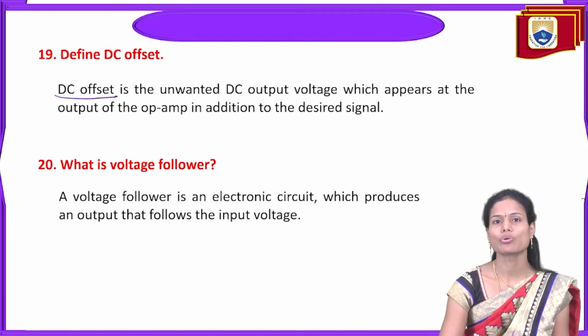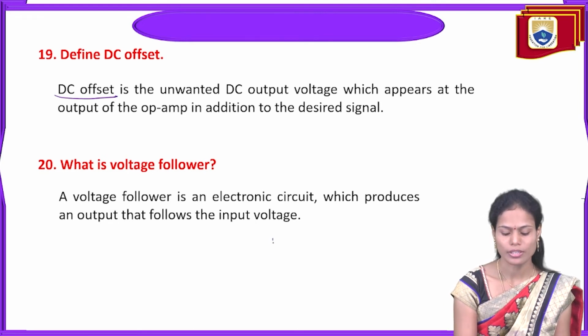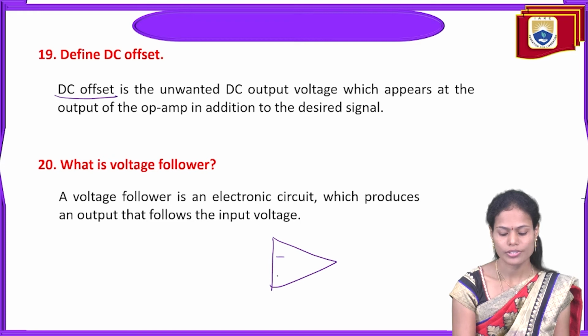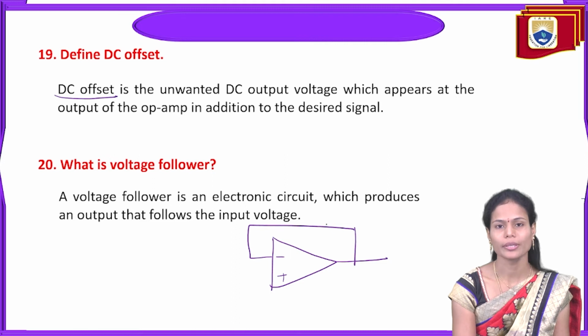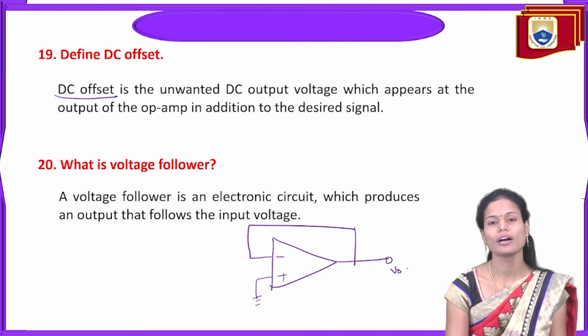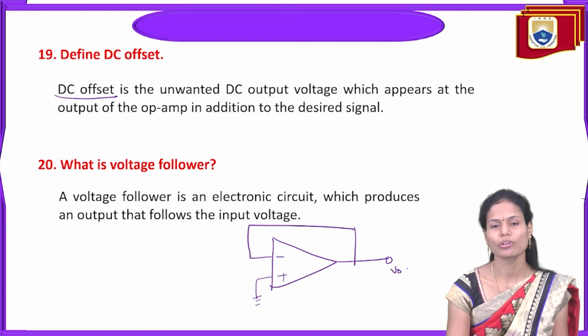Next, what is voltage follower? Here, voltage follower is an electronic circuit which produces an output that follows the input voltage. Why the output is following the input voltage: in this case, there is always feedback directly from output to input without any elements, we are connecting output back to the input here. So because of that reason, it is following the applied input voltage. In most of the cases, voltage follower we can utilize for buffering purposes.